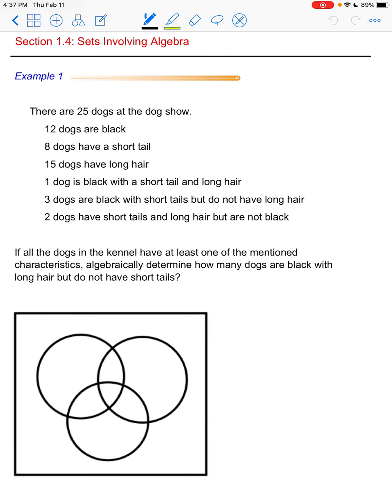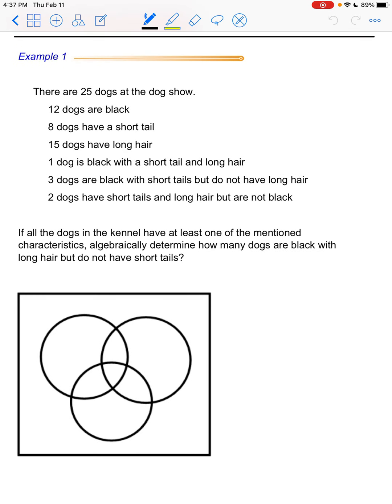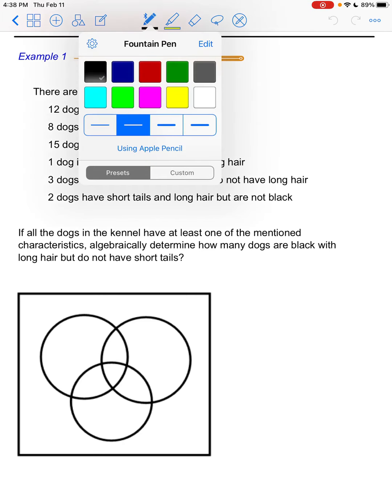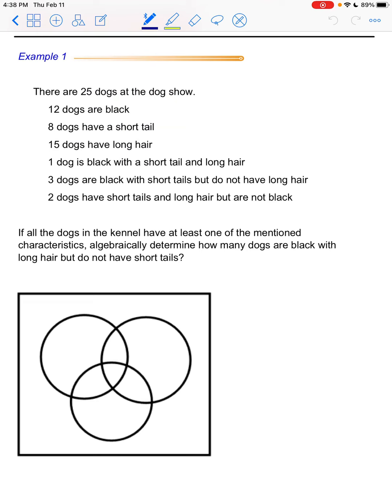So in this first example here, we have dogs at a dog show, where 12 dogs are black, 8 dogs have a short tail, 15 dogs have long hair, and then there's some combination of that. So we should set up our Venn diagram. If you look through what we have in the problem, we have dogs that are black. We'll put those in that circle. We have a short tail, so we'll put them over here, and we have long hair, so they can be down there.